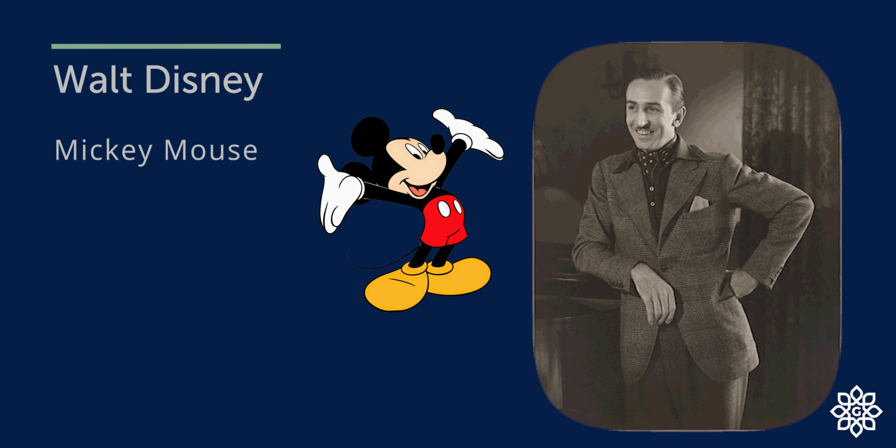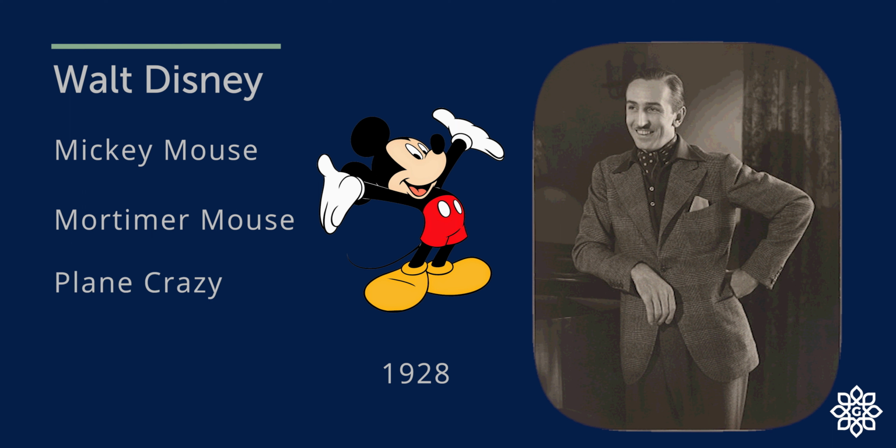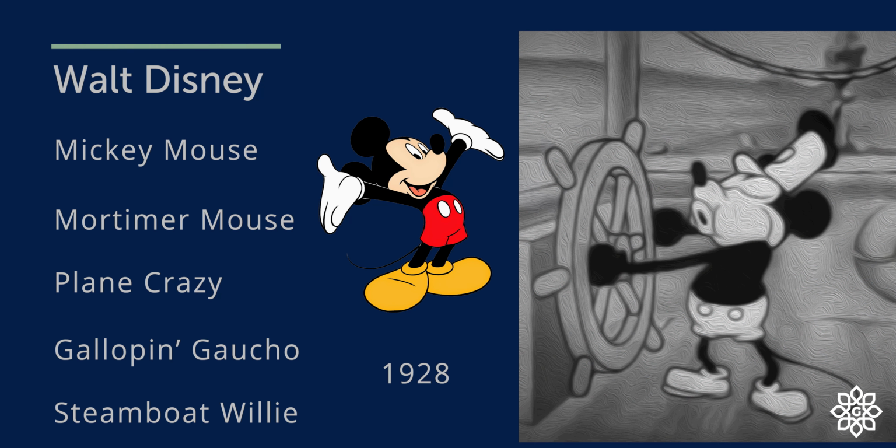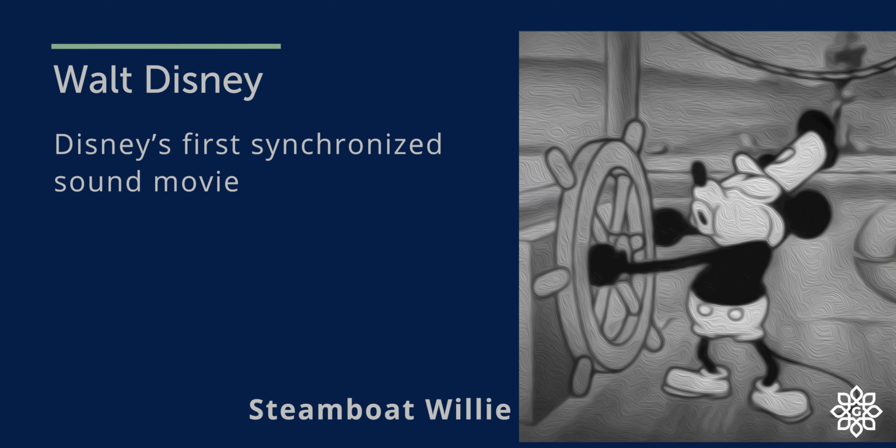It was originally named Mortimer Mouse, but his wife didn't like the name and called it Mickey, and thus Mickey Mouse was born. In 1928, Disney created 3 Mickey Mouse cartoons: Plane Crazy, Gallopin' Gaucho, and the famous Steamboat Willie. Both Plane Crazy and Gallopin' Gaucho were silent movies and were not distributed. But Steamboat Willie was Disney's first synchronized sound movie.